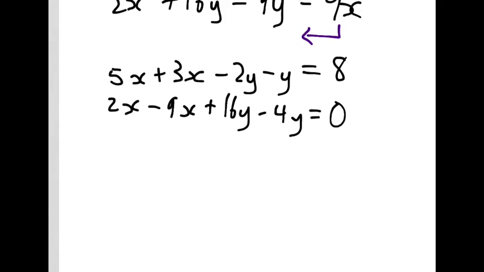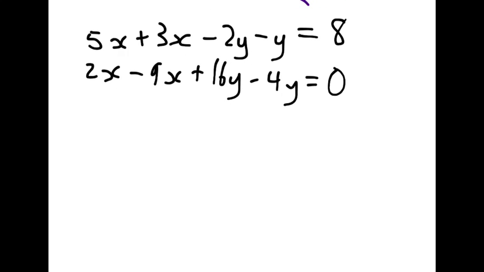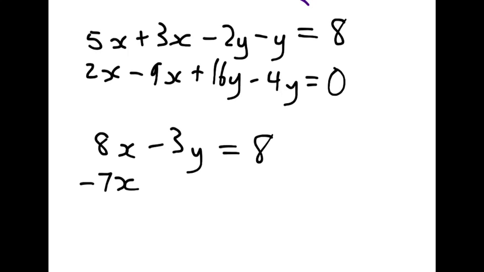Now I can combine like terms, so these top two guys add to 8x, and then these two guys become negative 3y, all that equals 8. These two guys become negative 7x. These two guys become 12y and 0.